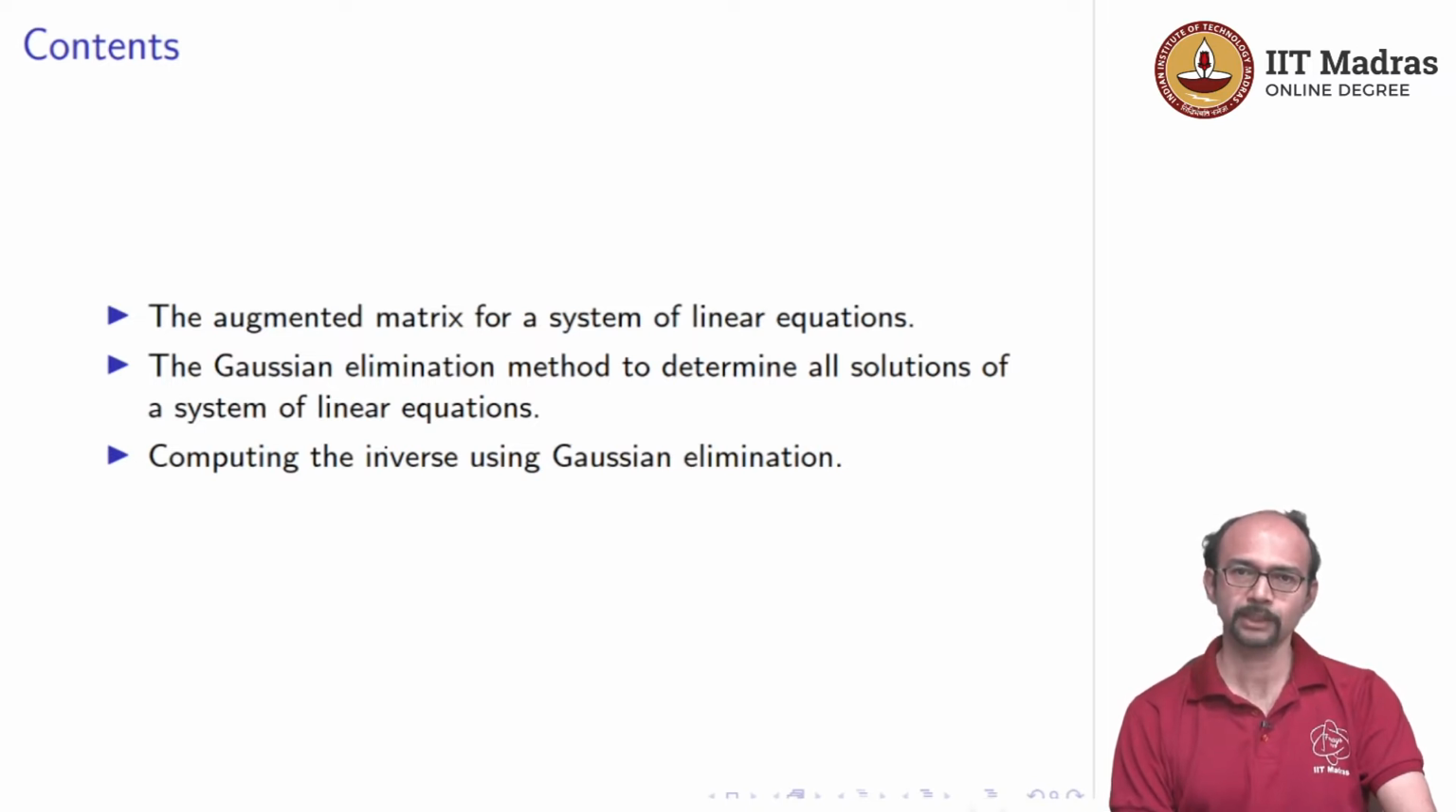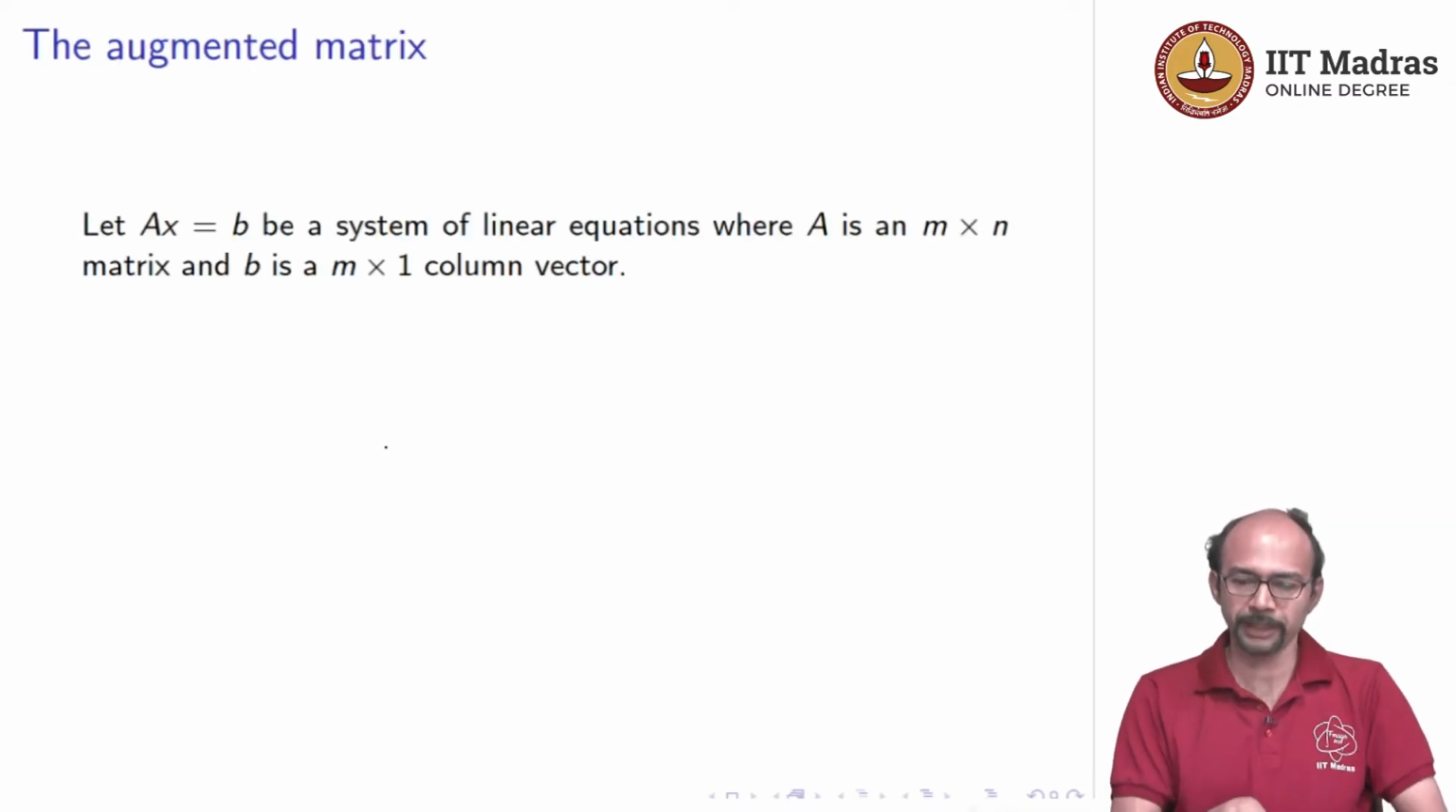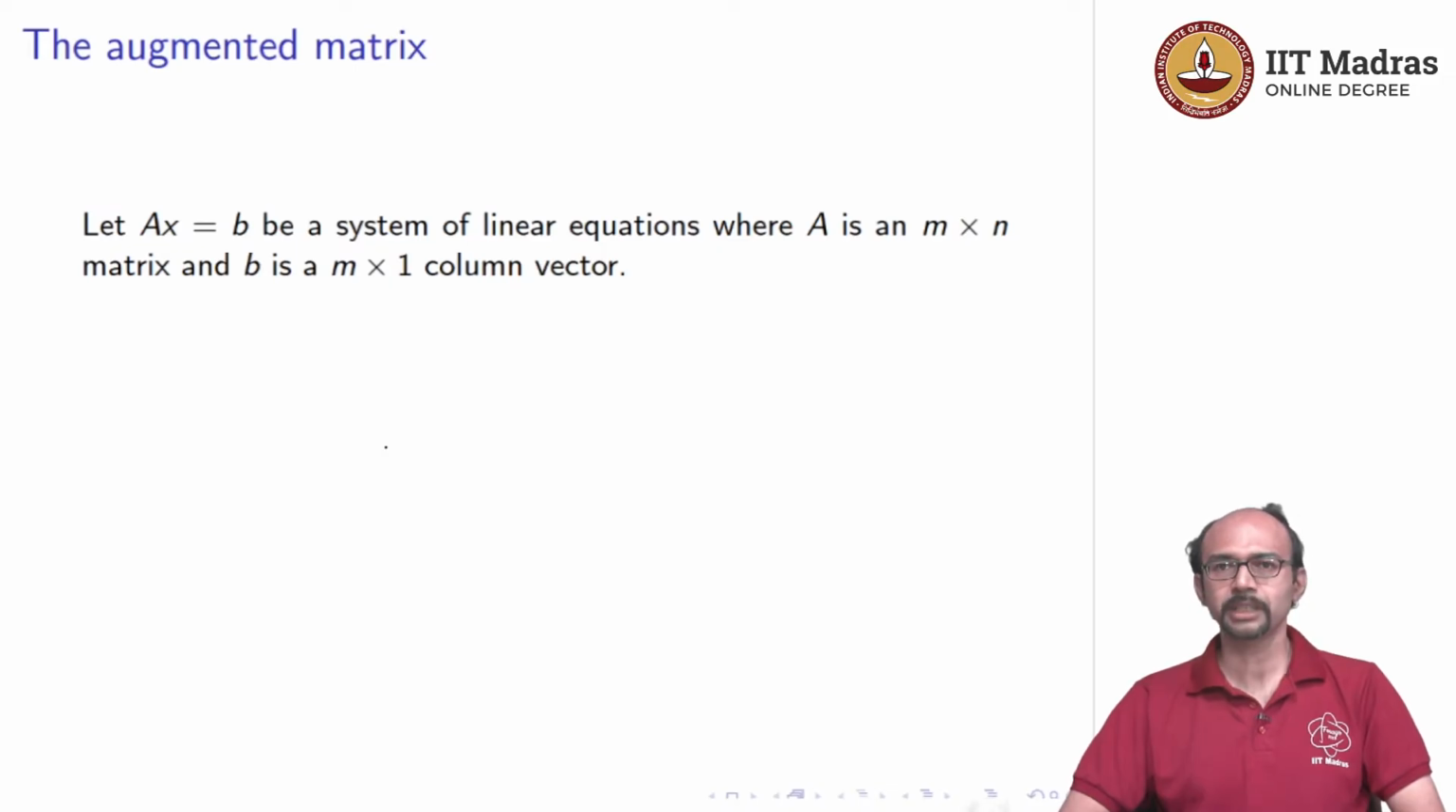So, we will use this technique also to compute the inverse of an invertible matrix, of course, which is square. Okay, so what is the augmented matrix? Let Ax equals b be a linear system of equations. So, A is an m by n matrix, so you have m rows and n columns.